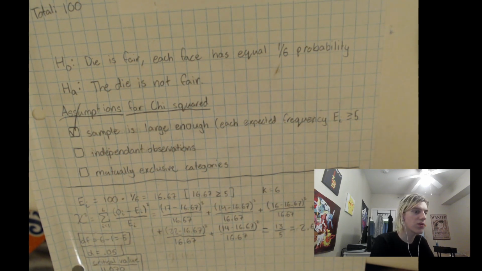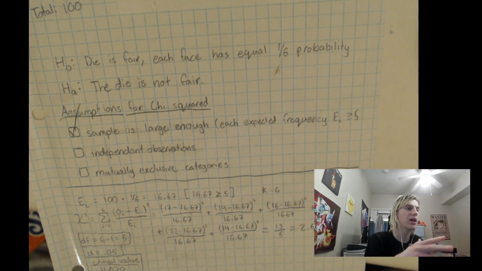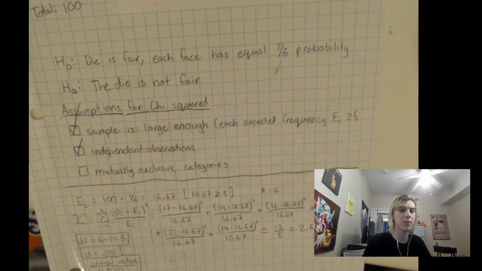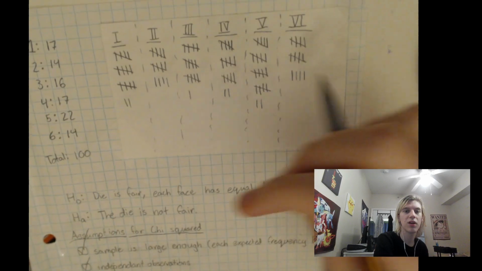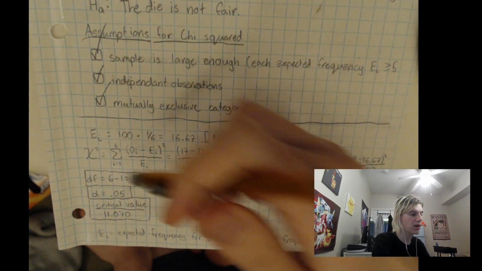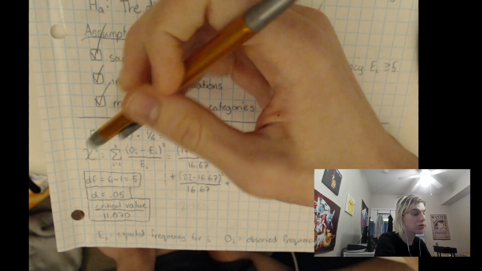Next up is that each observation is independent. Since we're rolling a die 100 times, every single observation is of course independent, since none of them depend on any other roll or result. So that's met. And lastly, that each category is mutually exclusive. You can't roll a 1 and a 2 for one observation. You can only have a 1, 2, 3, 4. It can only be one of these for every observation. So they are mutually exclusive. Because we meet all of those assumptions, then we can do the chi-squared test.